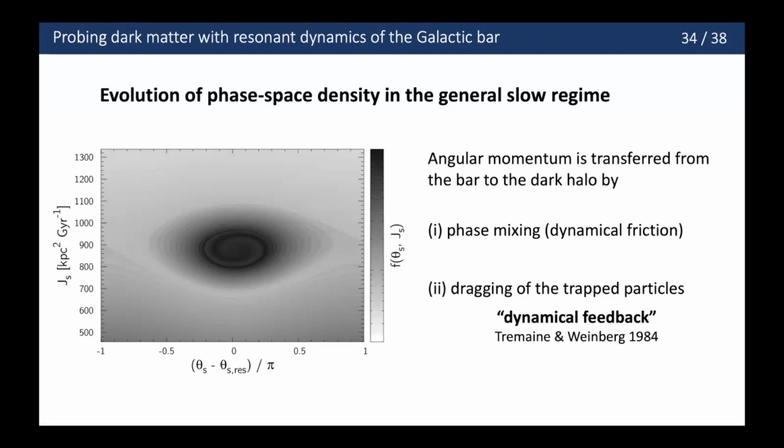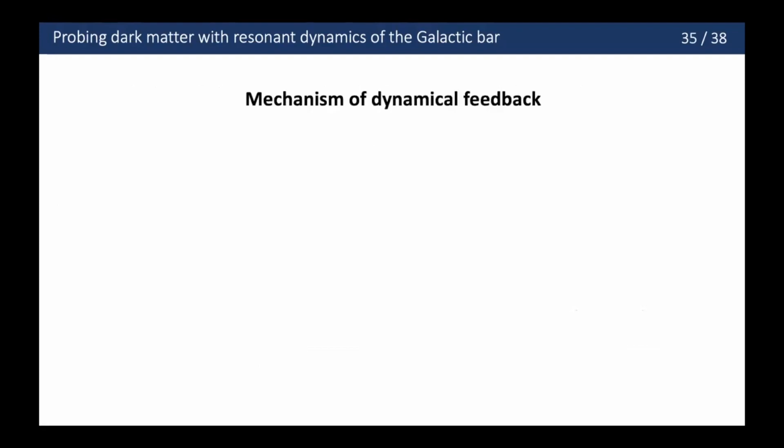But in addition to this, when the resonance is moving, the angular momentum is directly transferred to the trapped particles because these trapped particles are dragged towards larger angular momentum. Okay. And following Chiba and Weinberg, I will call this dynamical feedback. So the exact definition of dynamical feedback in Chiba and Weinberg was a little bit different, but I will explain that in a moment. So how dynamical feedback works, yeah.